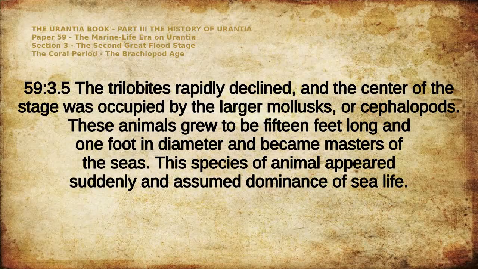The trilobites rapidly declined, and the center of the stage was occupied by the larger mollusks or cephalopods. These animals grew to be 15 feet long and 1 foot in diameter and became masters of the seas. This species of animal appeared suddenly and assumed dominance of sea life.